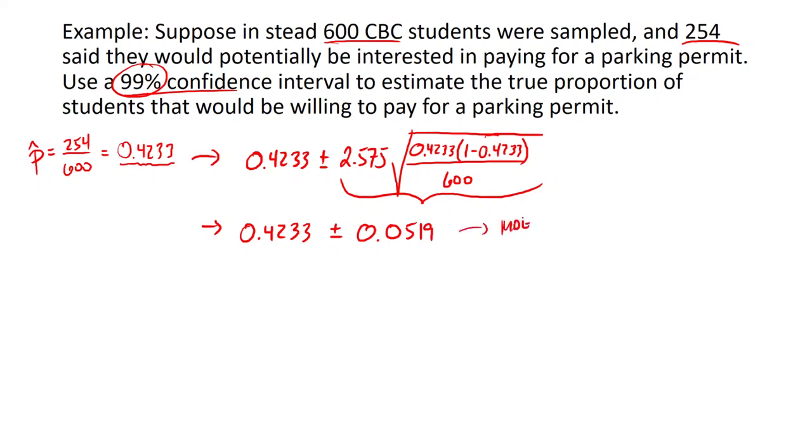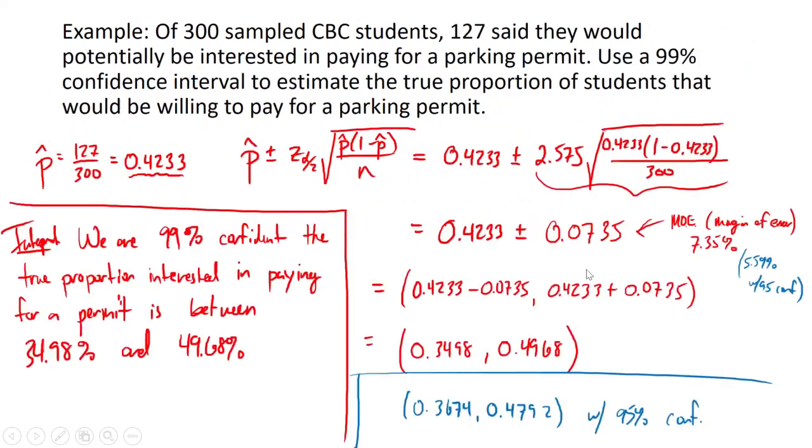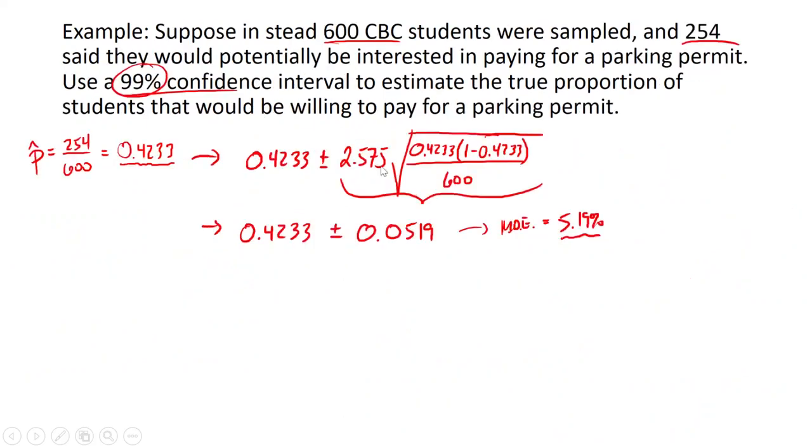So in this case, what happened to our margin of error from the example before? It's gone down, right? In the last slide, our margin of error was 7.35%. We were giving ourselves basically a 7% margin of error. But with the increased sample size, we were able to knock that margin of error down to like 5%. So we've cut our margin of error by like 2%. We had to double our sample size to do it, but we did it.